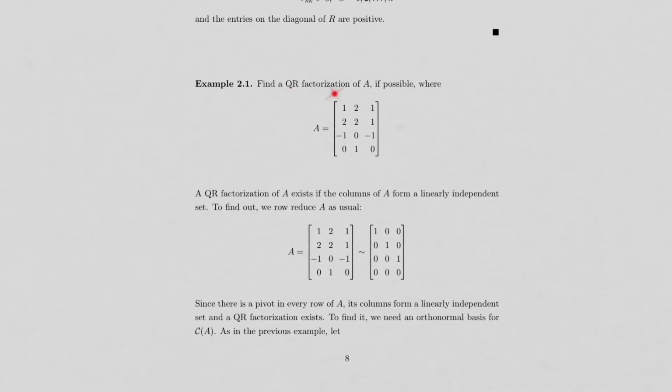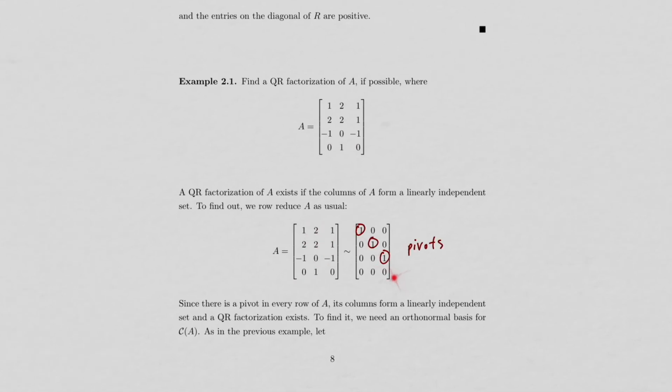Okay, let's do a QR factorization example. Here's a matrix A. We're asked to do a QR factorization of A if possible. Remember, it is only possible if the columns of A form a linearly independent set. How do we figure that out? Well, of course, we row reduce it and see how many pivots there are. In this case, we can see we got 3 pivots. Therefore, the columns form a linearly independent set, and we can indeed do the QR factorization. Well, how do we do it?